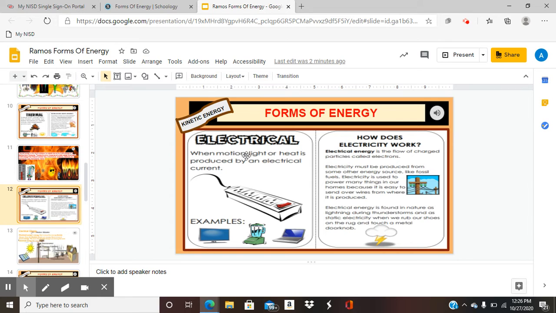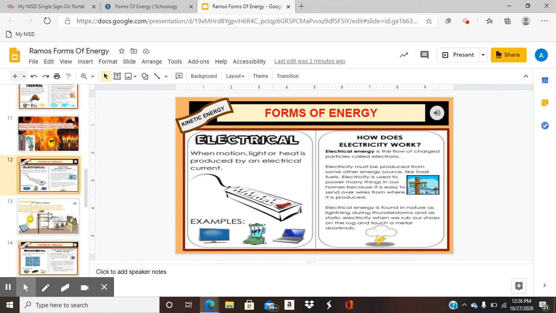Electrical is when motion, light, or heat is produced by an electrical current. So like the TV, the blender, the computer, the electrical cord. Okay, it's the flow or charge of particles called electrons.